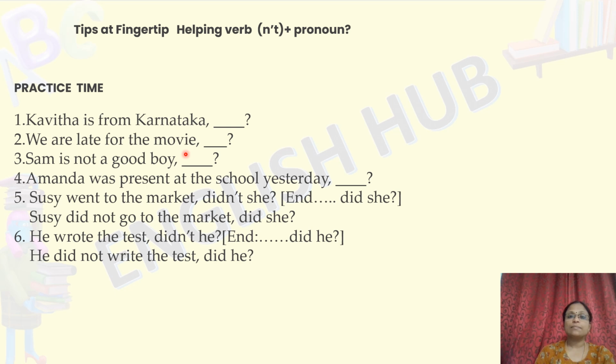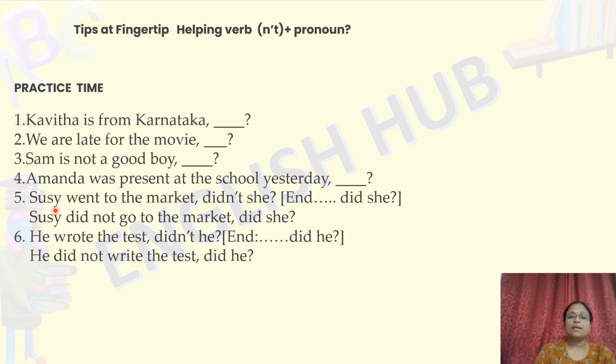We are late for the movies. What will be the tag? You can think. Aren't we? Sam isn't a good boy. You can notice the statement is negative. Sam is not a good boy. So, is he?